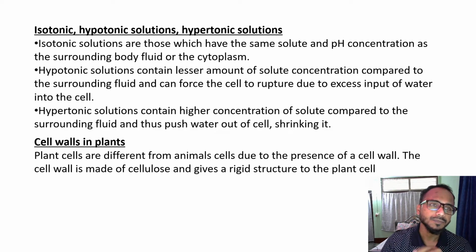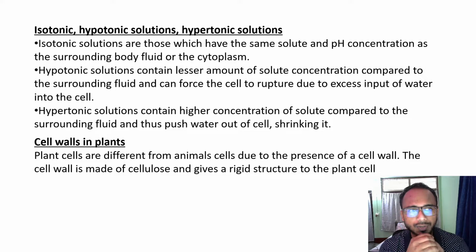Okay, next is three types of solutions. One is isotonic, hypotonic and hypertonic. So three types of solutions are there: isotonic, hypotonic and hypertonic. What is an isotonic solution? Isotonic solutions are those solutions which have the same solute and same pH concentration as the surrounding body fluid or the cytoplasm.